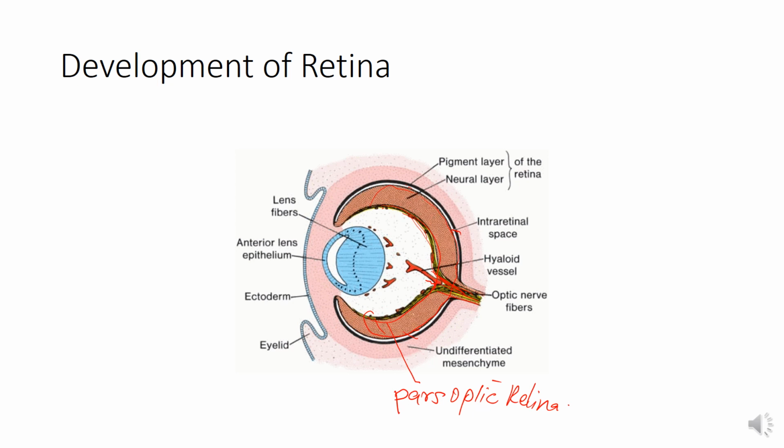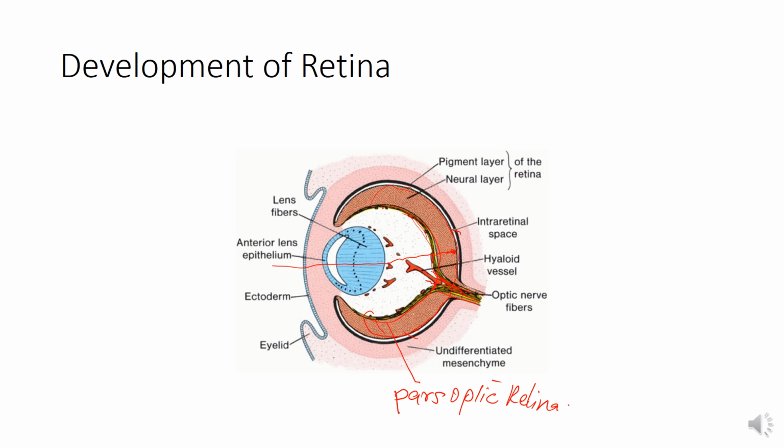Hence, light impulses pass through most layers of the retina before they reach the rods and cones. So light is coming from here and it is passing through most of the layers to reach the rods and cones.